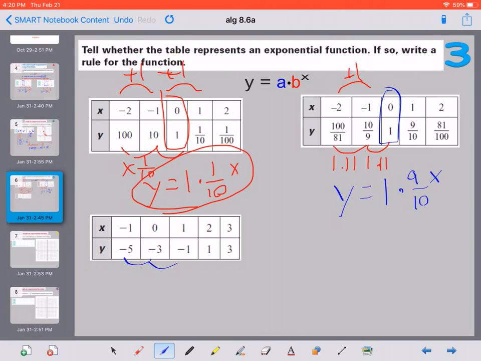Here, this one, we're just adding 2 onto every one of these. So this is actually not an exponential function.